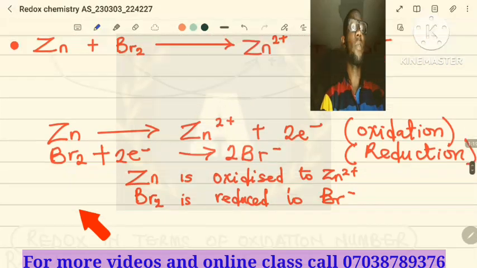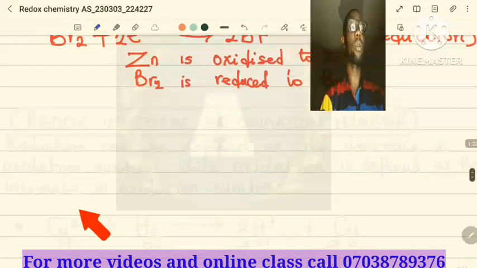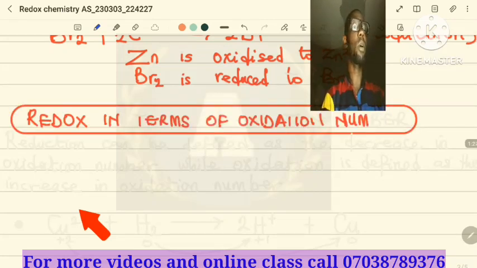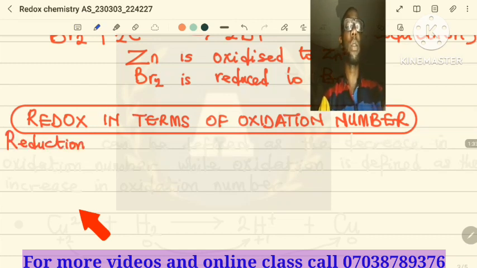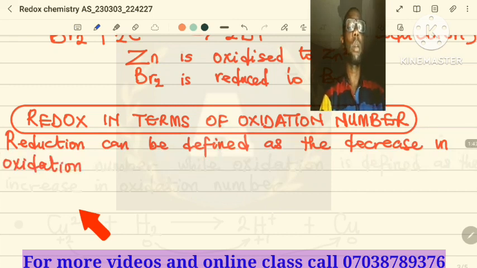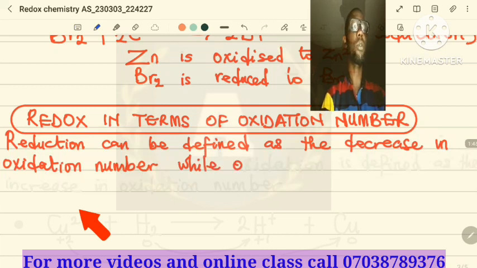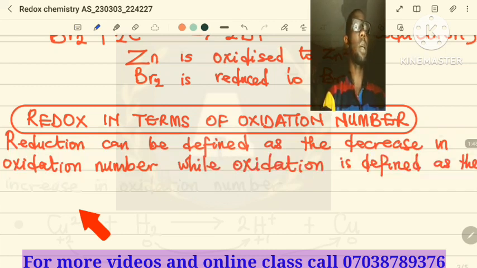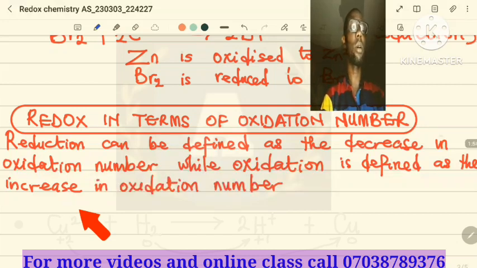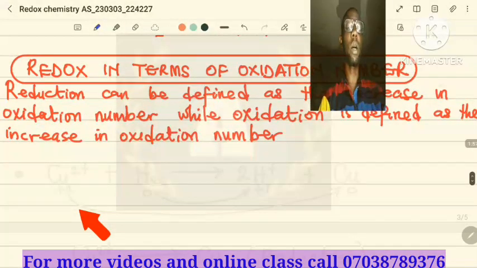Then finally, we're going to look at the definition of reduction and oxidation in terms of oxidation number. So we can define reduction as the decrease in oxidation number, while oxidation is defined as the increase in oxidation number. Now let's look at the equation we've written the other time.